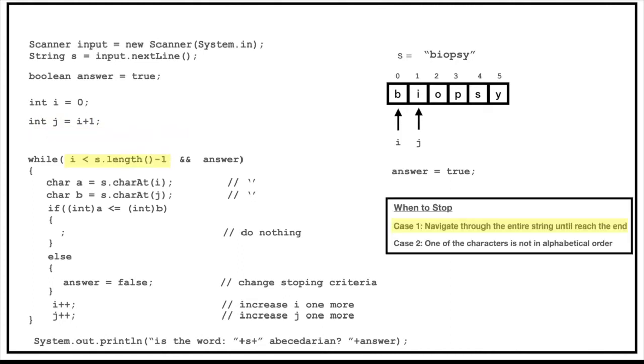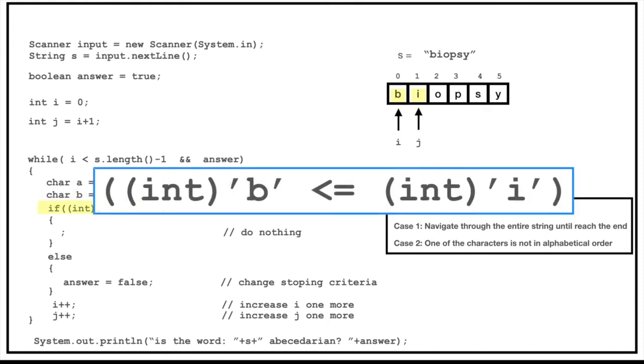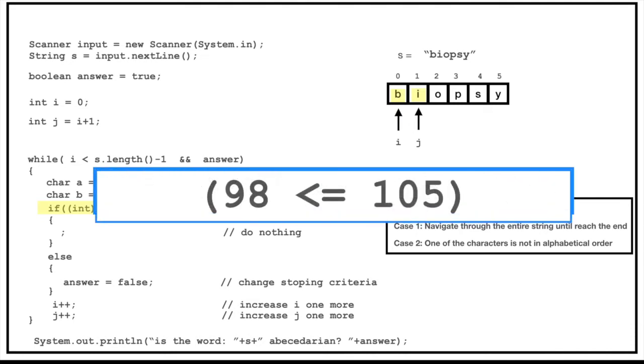The first case is when we need to navigate through the entire string. The second case is when we need to check and make sure the value that we identify in the middle of the string doesn't violate the condition of answer. In other words, making sure that everything is in alphabetical order. The next step, we start to extract the values. Position 0 is B. Position 1 is I. We come here and check if the value B versus I, in this case the numeric values of 98 versus 105. Indeed, this is true.